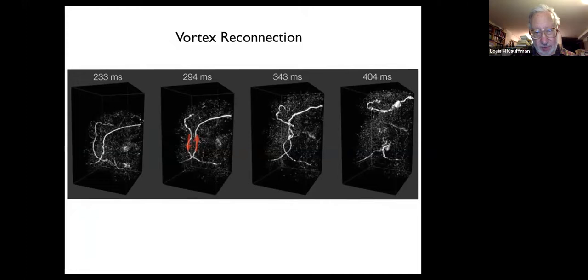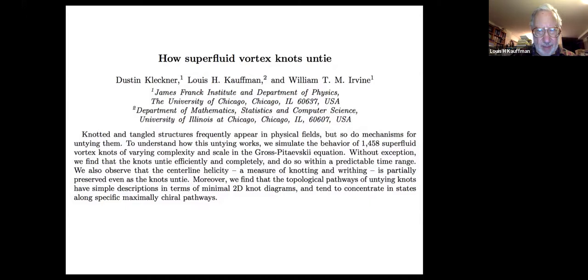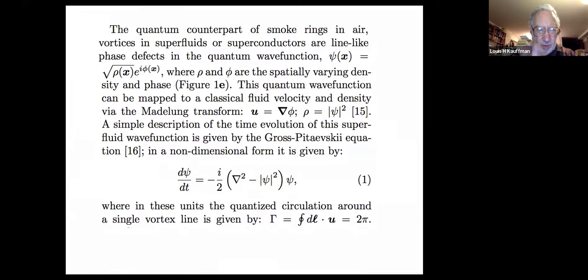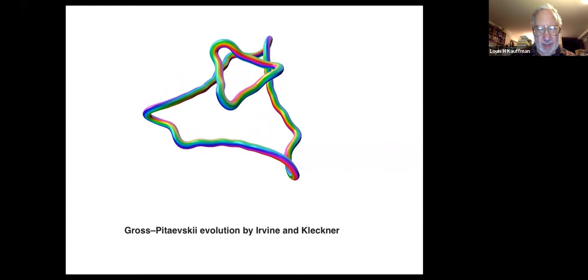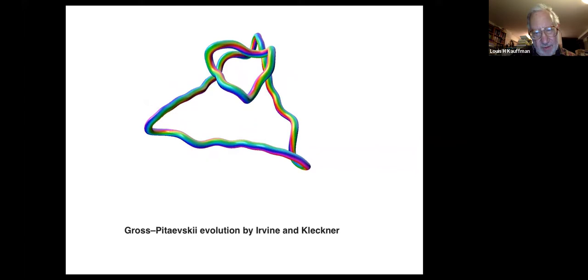Kleckner and Irvine and I wrote a paper about untying vortex knots using a method that they understood very well and I understood very little, called the evolution of the Gross-Pitaevskii equation, which is a nonlinear Schrodinger equation. And in this nonlinear Schrodinger equation, you can look at the phase constant surfaces and they will turn out to be one-dimensional curves and they undergo evolutions. And you will find that they undergo evolutions that involve reconnection. So you get very nice computer modeling of reconnection like that. And so that's another way to investigate reconnection in a quasi-physical way by using the evolution of a differential equation.